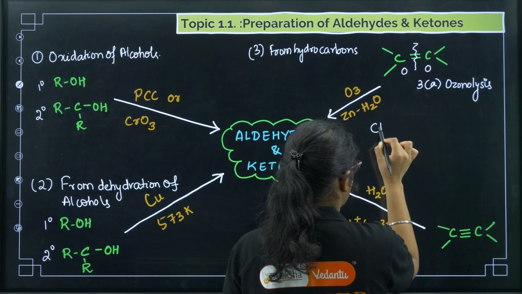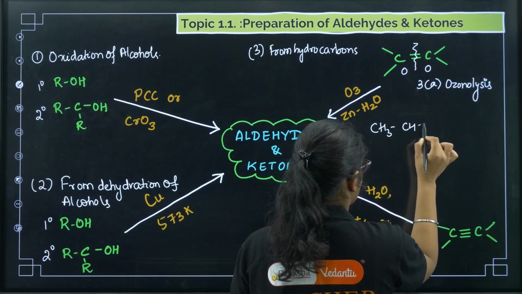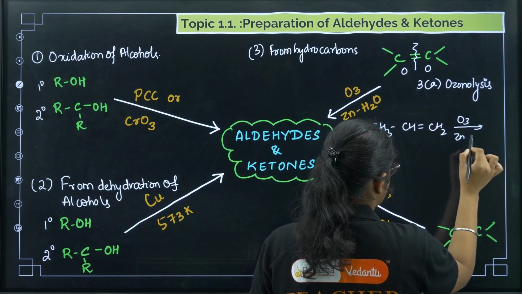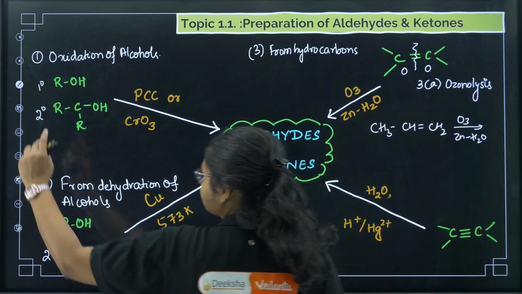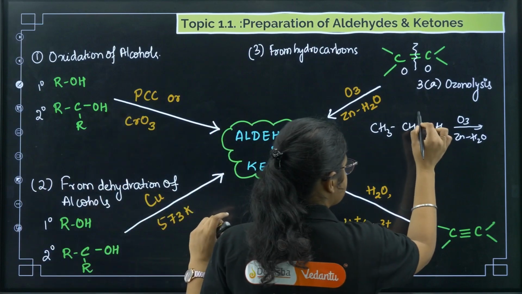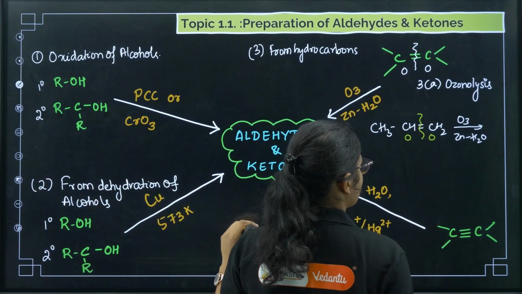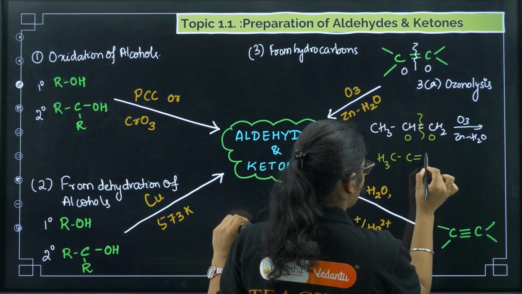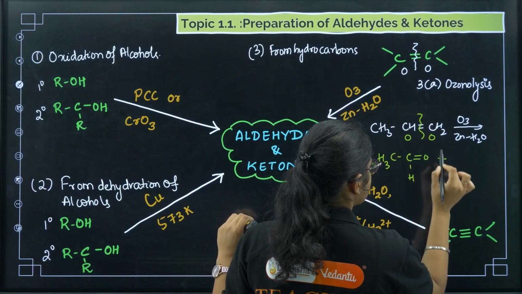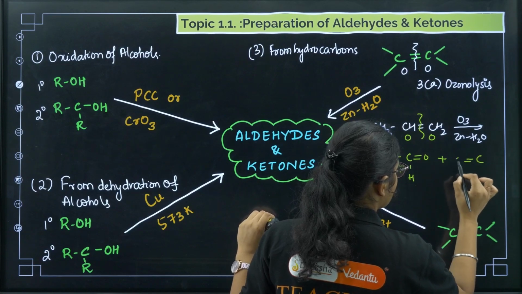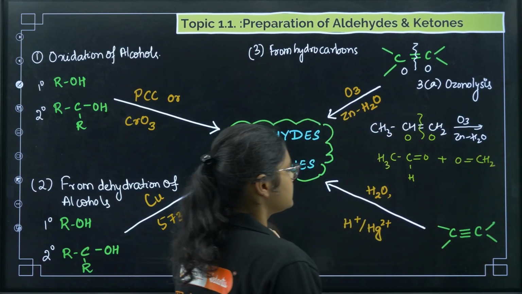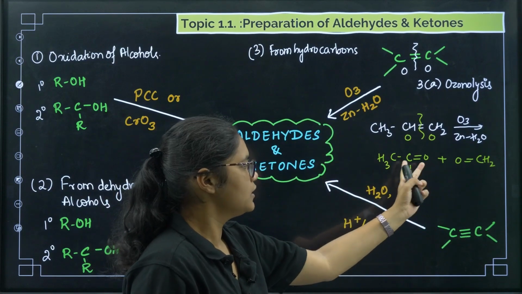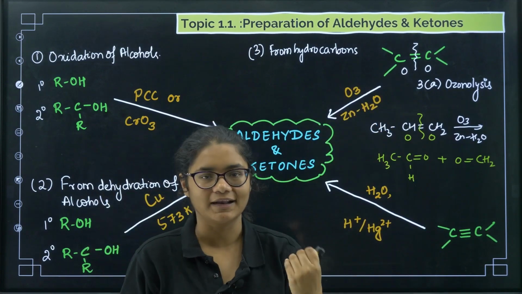Now for example, if you have CH3 CH double bond CH2 and then you treat it with O3, Zn and water, then you will observe that this bond breaks here. You have to attach one oxygen here and one oxygen here. So I will get CH3 C double bond O H, plus here it is C double bond O H2, right? So this is ethanal and this is methanal. We'll get two compounds. So that is how ozonolysis takes place.